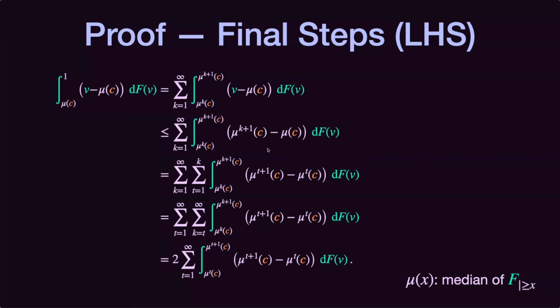Next, we again split this mu to the k plus 1 c minus mu c into the sum of mu to the t plus 1 c minus mu to the t c for t from 1 to k. Then we swap the order of summations. And finally, we notice that the inner sum is a geometric series where it's going down by a factor of 2. So it equals 2 times the first term. And we will get the final line here.